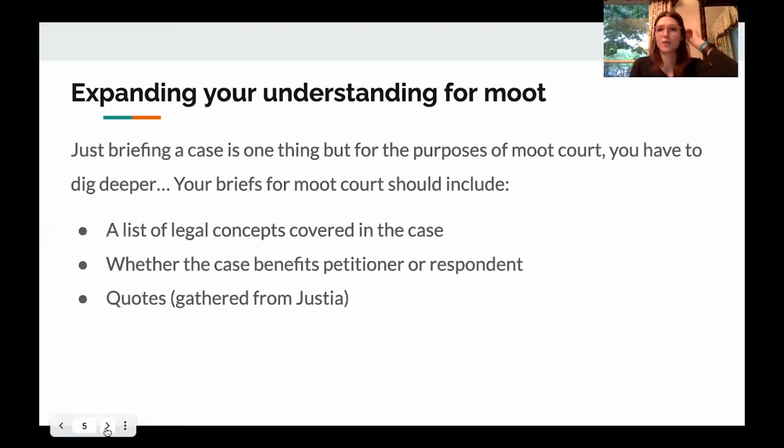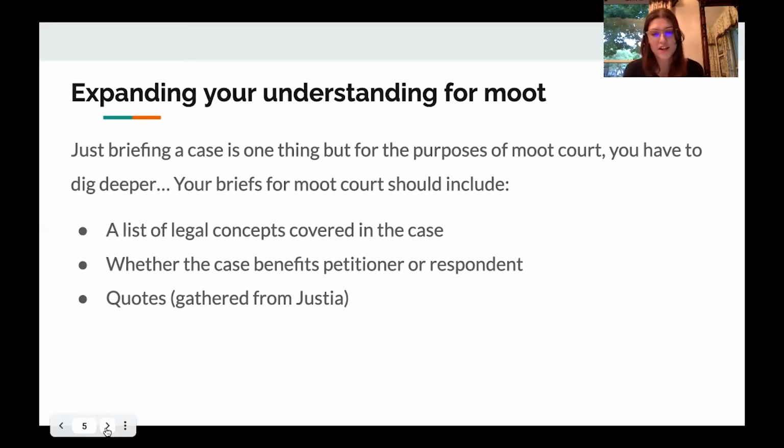In moot court, obviously, we have to use these cases for our argumentation. And so I try to keep a list of these key concepts that are talked about in cases, keeping it very general. I'm going to do an example of all this, so don't worry, but keeping a very general list of just the kinds of things that are covered in this case.